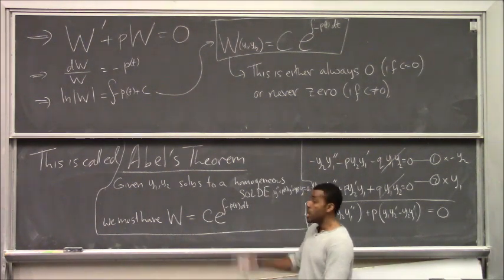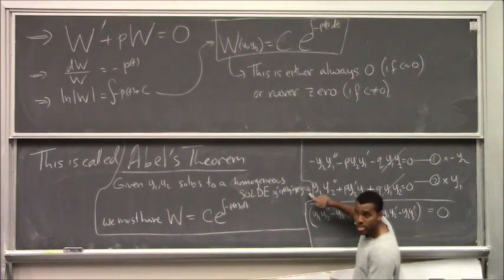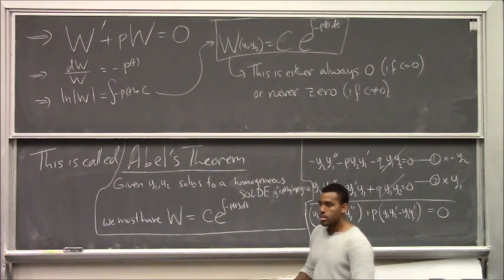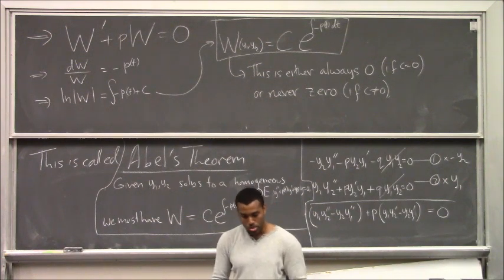This is when we deal with the non-homogeneous case. What if you don't have a 0 on this side? Tune in next time, we'll see what we do about it.